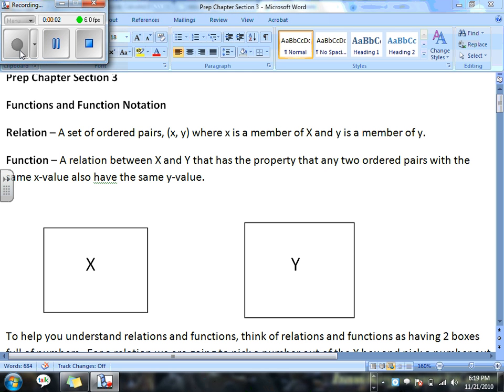Okay, prep chapter section 3. We're talking about functions and function notation. You guys, we've all dealt with this in pre-calculus. Now we're just hitting a little review here. A relation is a set of ordered pairs, so we plug in some x and get a y.